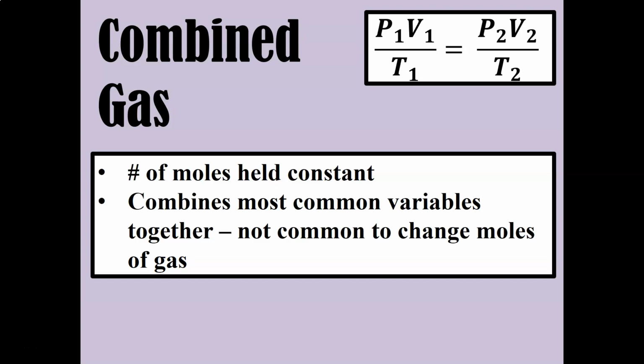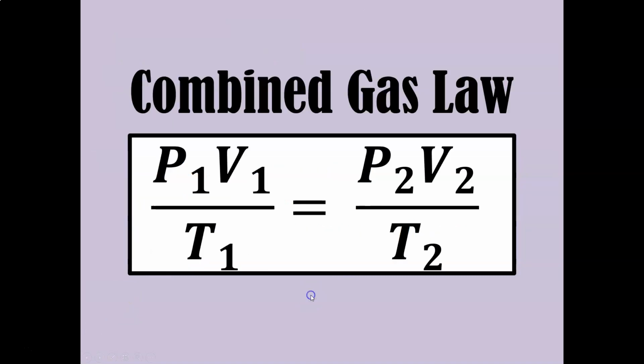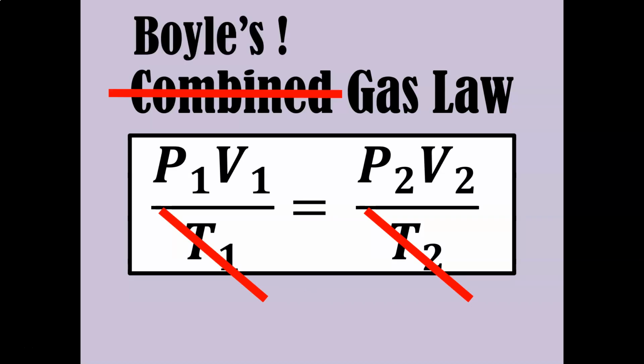Now, one thing that's kind of neat is if you start with the combined gas law, you can actually figure out the other laws by just crossing out which variables are not changing in your practice problem. So for example, we start with the combined law, and let's just say temperature doesn't change this time. What does that turn into? It's not the combined law anymore, now it's Boyle's law.